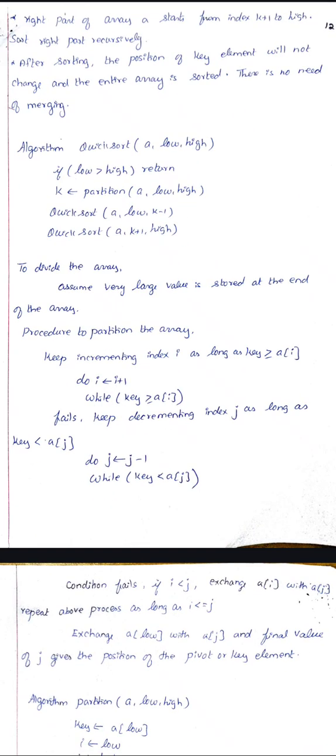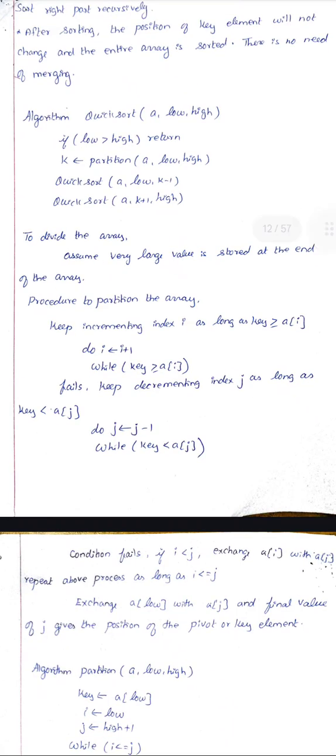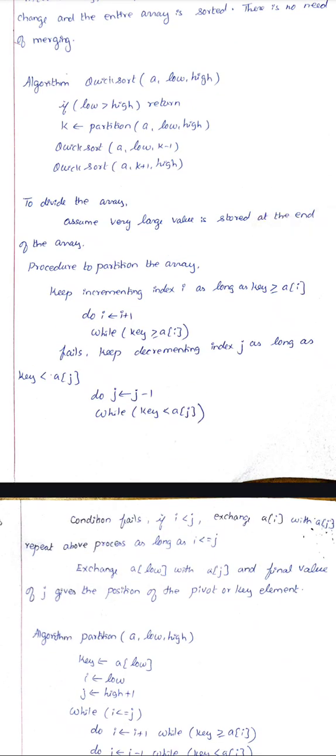Algorithm quicksort A, low, high. If low is greater than high, you have to return. Then k is equal to partition of A, low, high. Quicksort of A, low, k minus 1. Quicksort of A, k plus 1, high.